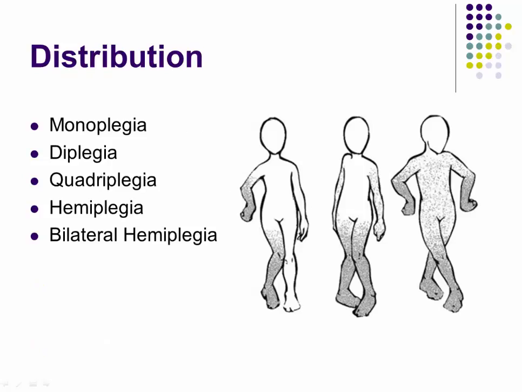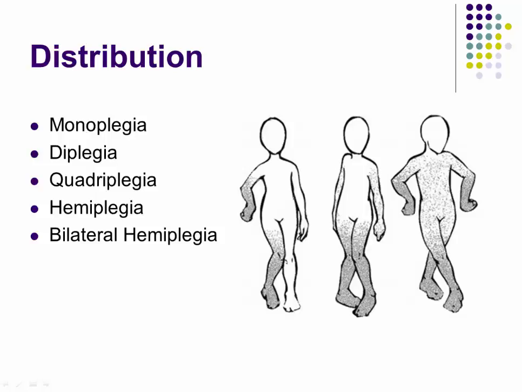The distribution of involvement is directly related to the amount and area of the brain that has been damaged. Monoplegia just means the involvement is in one extremity. Diplegia means that the involvement is primarily in the lower extremities. Doesn't mean you can't have some involvement in the upper extremity. The middle picture shows representation of diplegia.